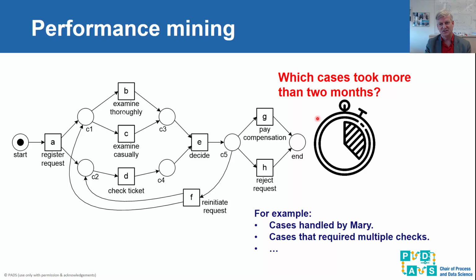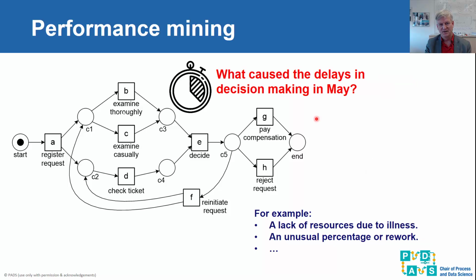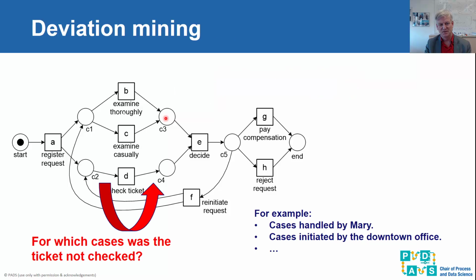And we can get diagnostics indicating what cases that took more than 2 months have in common. If there is a point where there is a particular delay, we can also generate diagnostics, possibly explaining what the root cause is of such a delay. Of course, as always, you should not mix up correlation and causality, but in the data there is a lot of information to help you to diagnose such problems.